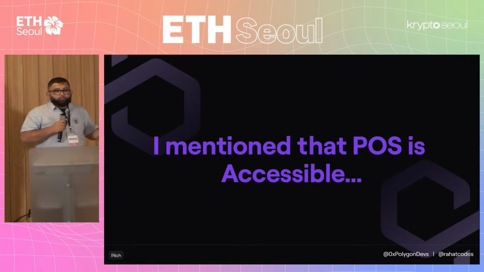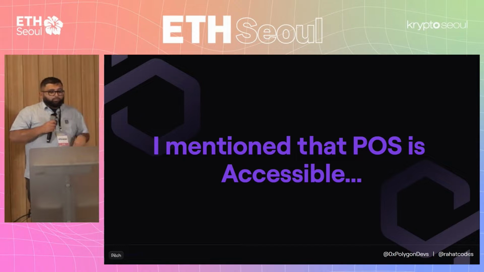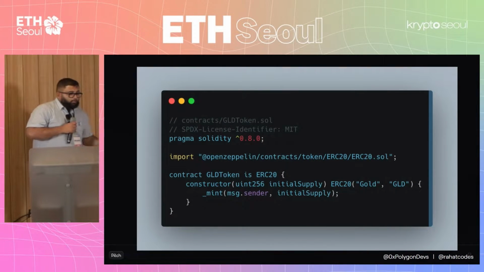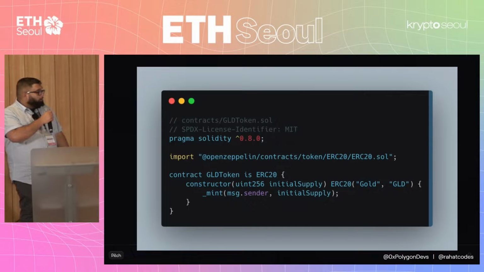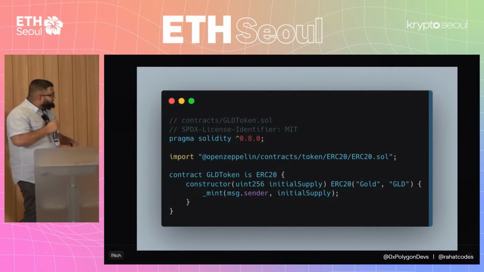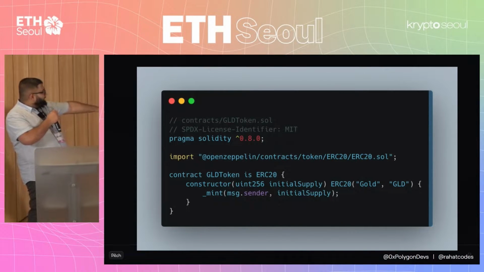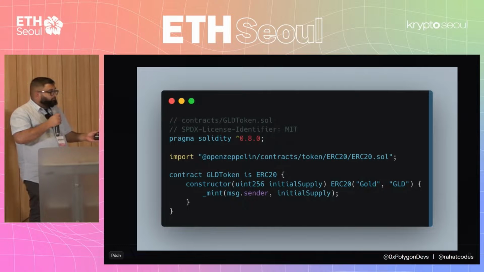So one thing that I mentioned during that whole spiel there was that POS is accessible. So I wanted to give you a little bit of an example of that. I have a little bit of code up here. This is a very bare bones smart contract for building your own ERC20 token. There's nothing fancy going on here. I believe I copy and pasted this from the OpenZeppelin documentation. So this is just creating a token called Gold Token. In the constructor, it just takes an initial supply for however many tokens you want to mint. Nothing fancy, right? Just mints a bunch of tokens.